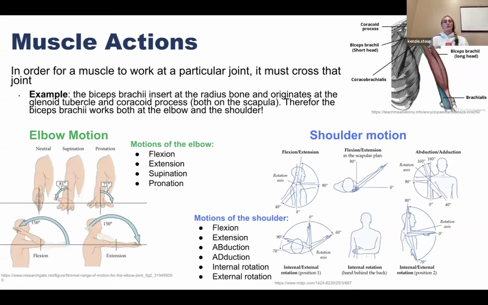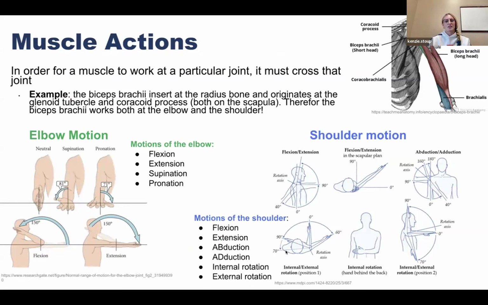The main motions of the elbow are flexion, which is decreasing the angle, so the angle between your forearm and your upper arm is going to decrease, and extension, which is making that angle larger. And then supination and pronation. Supination is having your palms up, like holding a bowl of soup, and pronation is having your palms down.